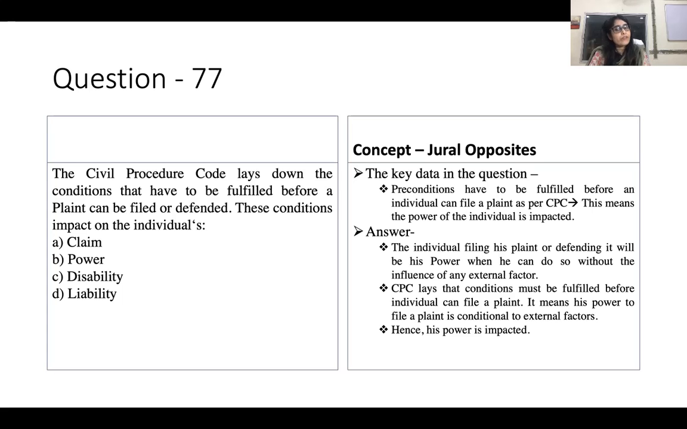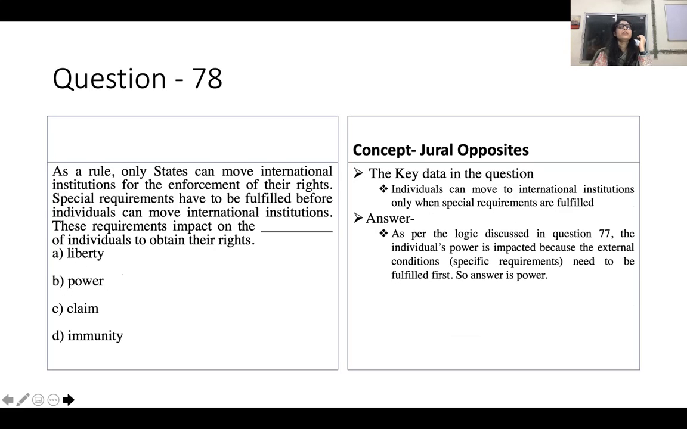There are certain external factors because CPC has got certain conditions. They must be fulfilled before an individual can file a plaint, which means his power or my power to file a plaint is conditional to those external factors, and hence here the power is impacted, right? So the answer here is power. Okay, so let's move on to the next question, question 78.